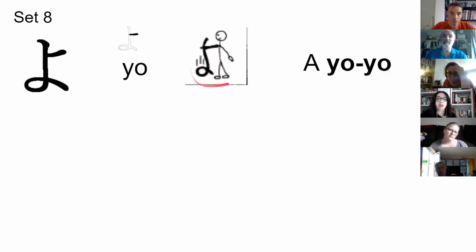Next set is yo. Like I stole this, as you can see. This is a person holding a yo-yo, but we have to draw his arm first, and then we draw the string and then the yo-yo at the bottom. Yo.